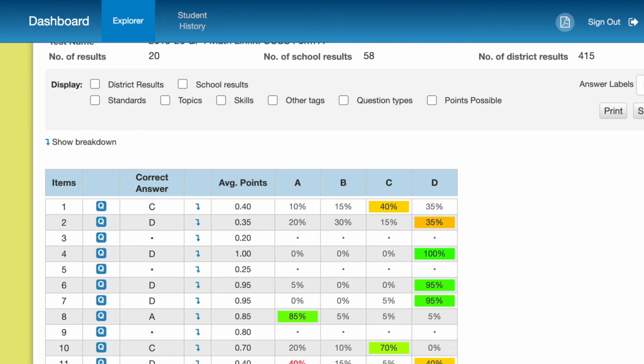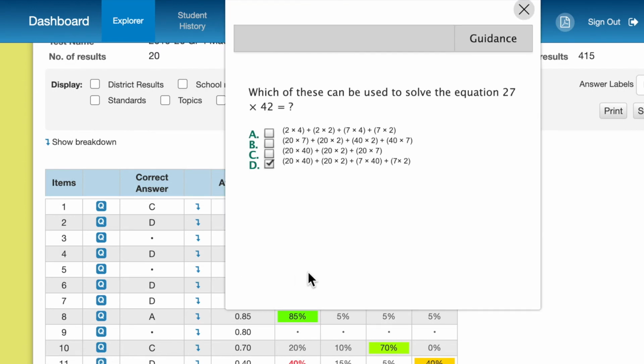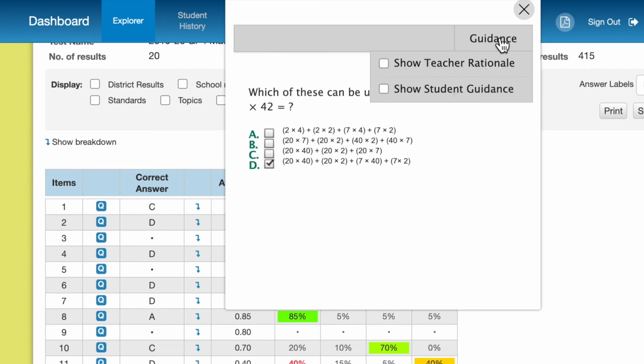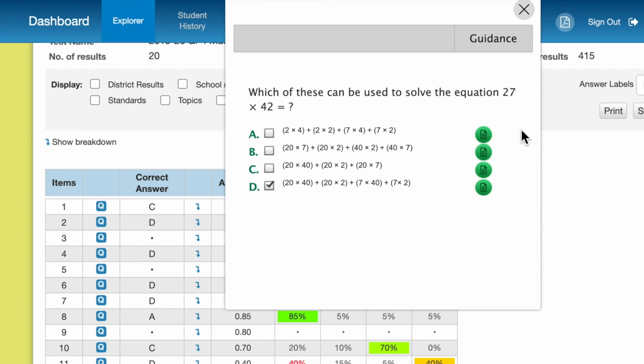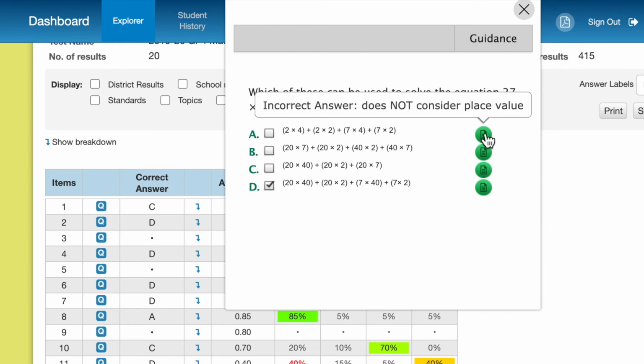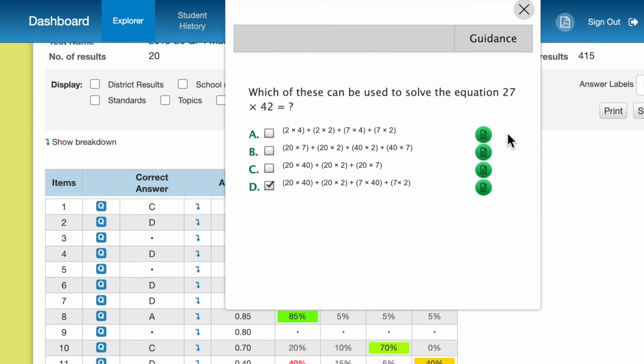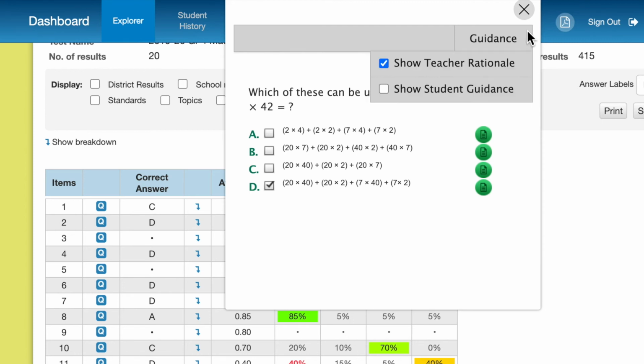So I look at question 11 by clicking the magnifying glass. Here's the question, here's the correct answer D, but most of my children chose answer A. What was wrong with answer A? I go to guidance, show teacher rationale, and it says, well, students who chose answer A did consider place value. And I can go back and emphasize place value when I'm doing two-digit whole number multiplication.